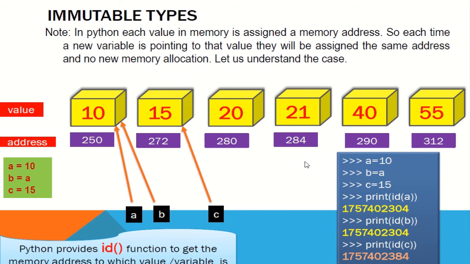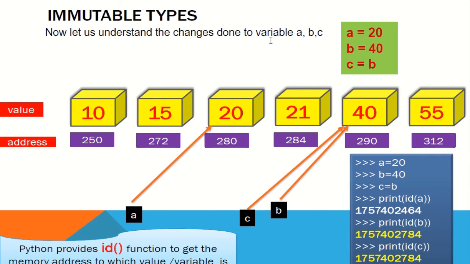Next, let us understand the changes made to the variables a, b, c: a equals 20, b equals 40, and c equals b. So a equals 20, b equals 40, and c equals b. Then what happens now? a equals 20, b equals 40, and c equals b, which means whatever the value of b is will be stored in c.